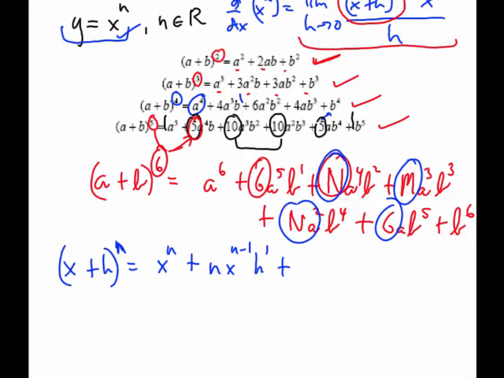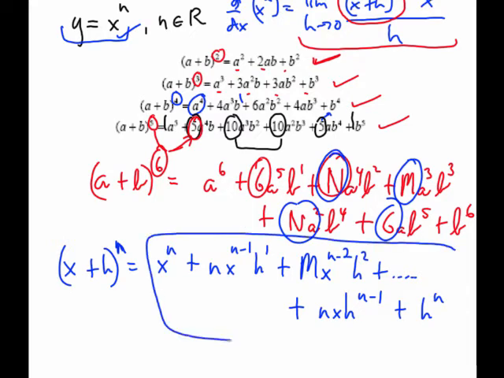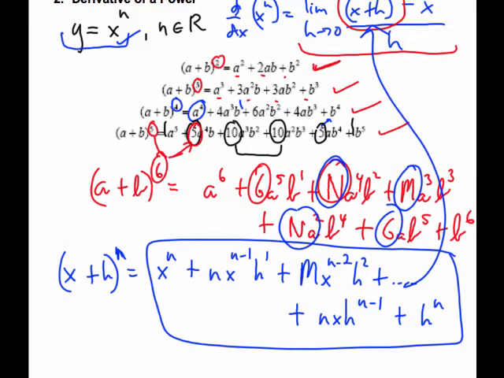And then we're going to have some other coefficient, which we're not sure about, so I'm just going to call this capital M. X to the n minus 2, h to the 2. And this pattern is going to keep going. And the second last term would be nx h to the n minus 1. And the last term would be h to the n. Now this expansion is what has to go into this part of my evaluating of the limit. So let's put all of this together.